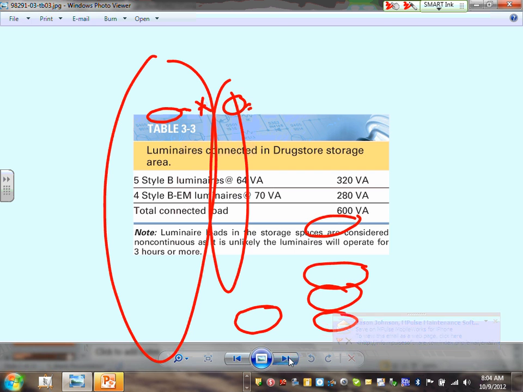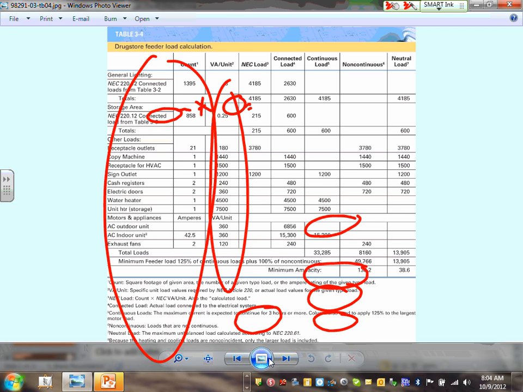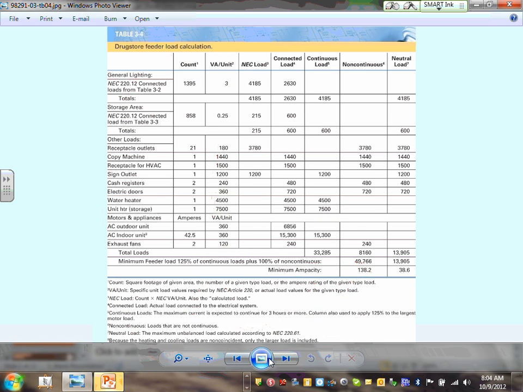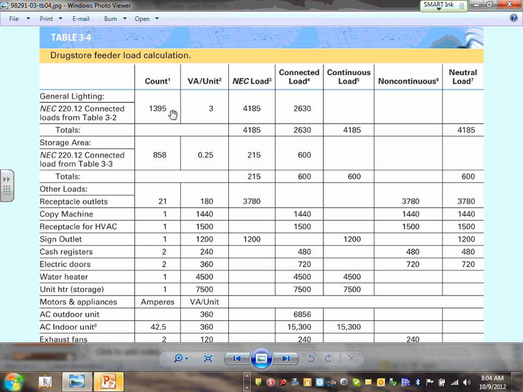Okay, so I just wanted to flash this one. And more lights in the drugstore, the same thing. I want to talk about this one for a second. This is how they did the load calculation, guys, for this project. The load calc for this project is very, very similar to what we have done.